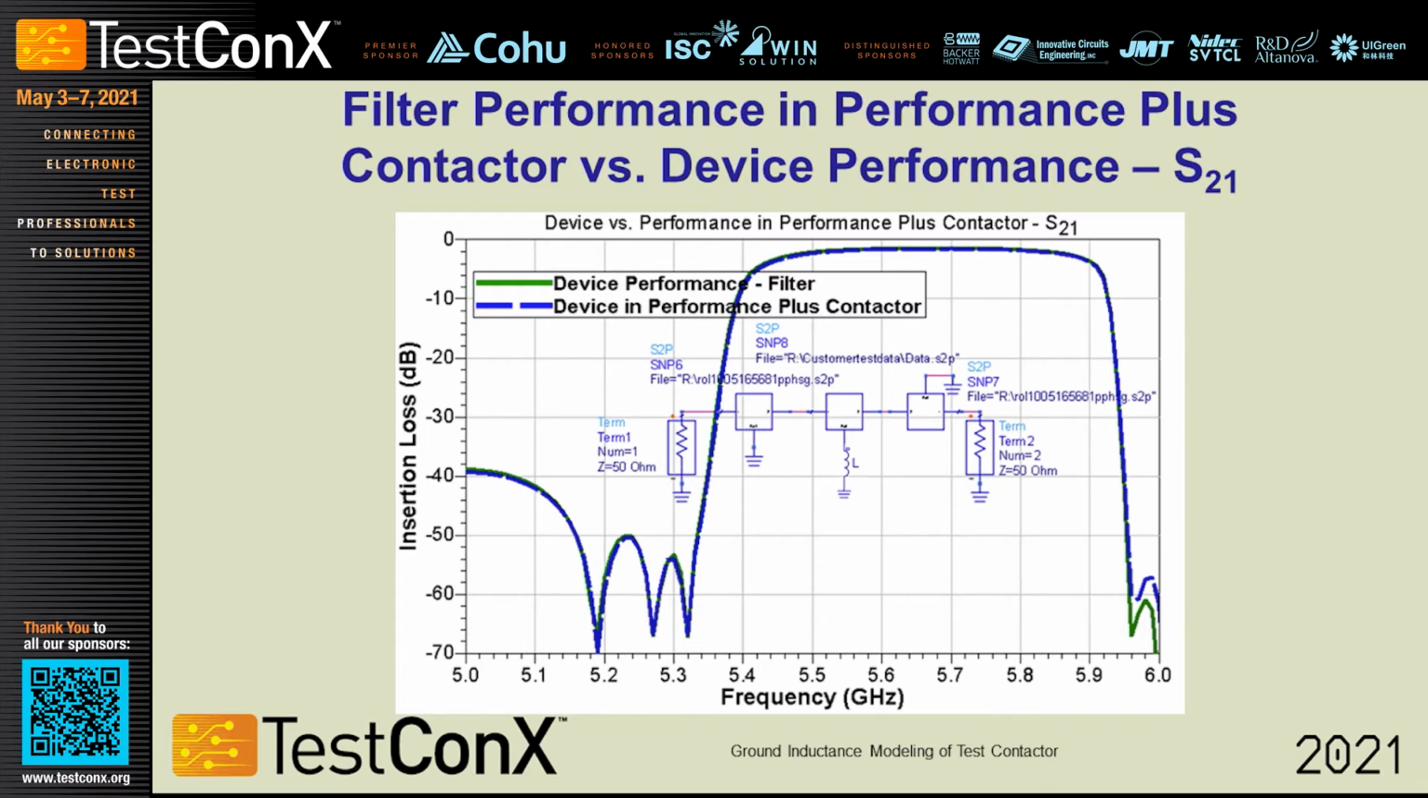In this case, the ground inductance is actually very low, so the difference between the green line, which is the filter itself, and the blue line is pretty much identical, except for maybe at the very high frequency and about 50 dB down, where you see a little bit more difference in the Performance Plus socket than the filter. In a lot of cases, this performance isn't even monitored, but I'm showing it from a modeled standpoint just to show that there is some difference at higher frequencies.